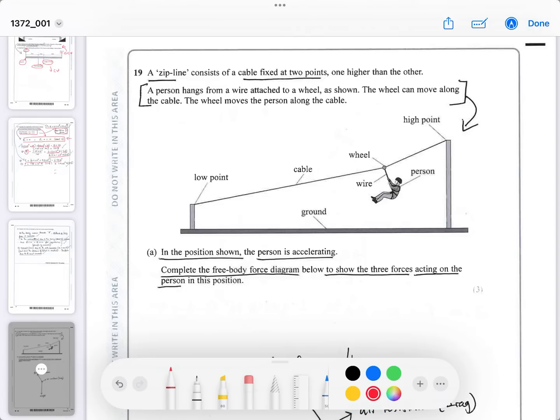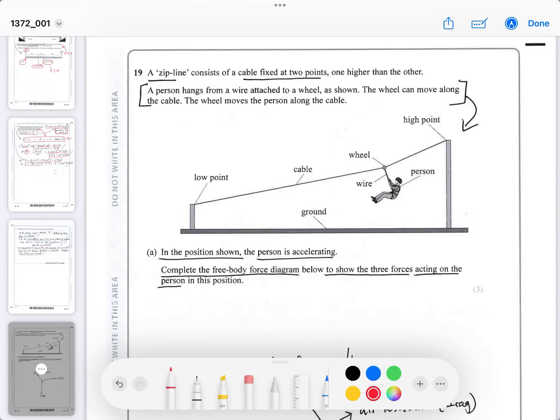The person hangs from the wire attached to a wheel, which reduces the friction as they roll down this cable. The cable is under tension. The wheel can move along the cable, hopefully not with too much friction. If there was too much friction, it would slow down. Okay, so in the position shown, the person is accelerating because they are losing height and potential energy is converted into kinetic energy.